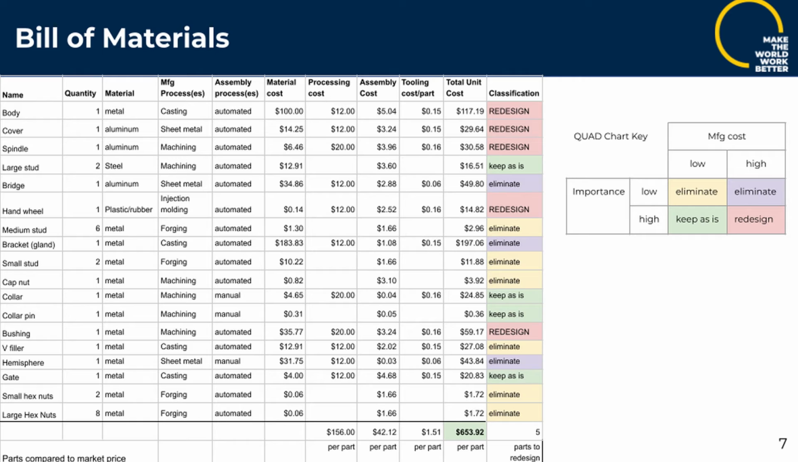We also did a bill of materials. As you can see off to the right, we have a key corresponding to the quad chart classifications, and those colors show up in the bill of materials. Our final price came out to be just over $650.